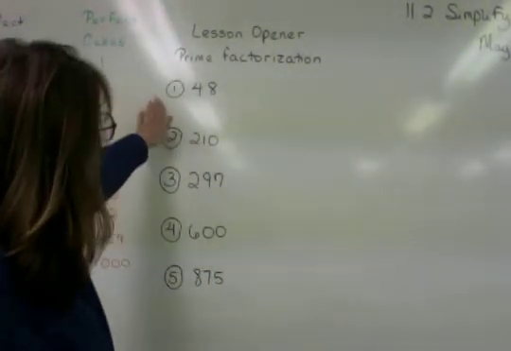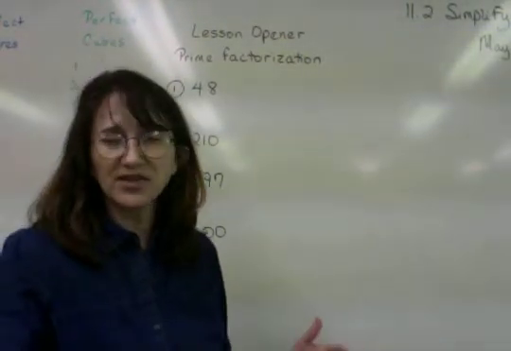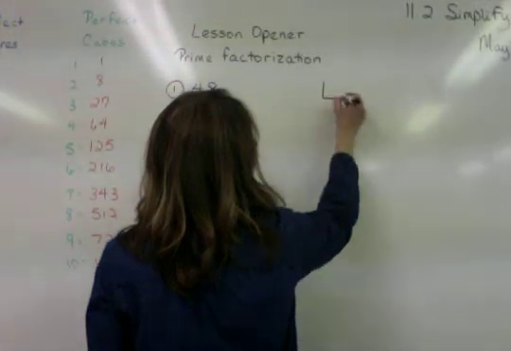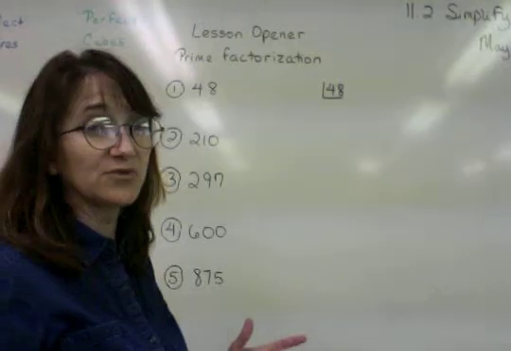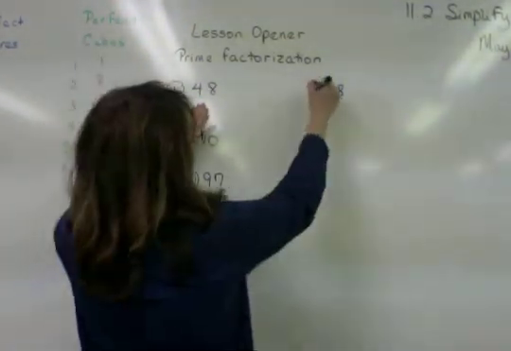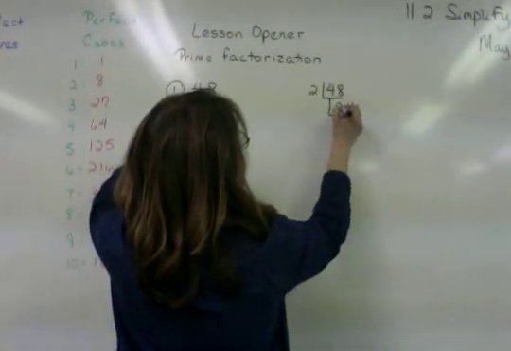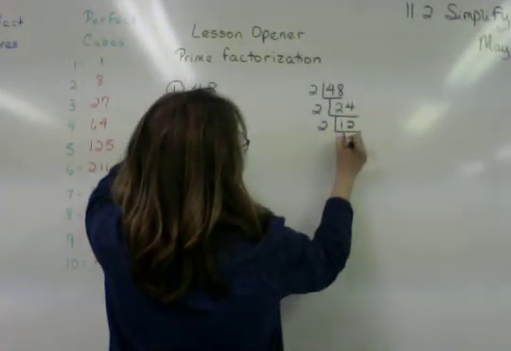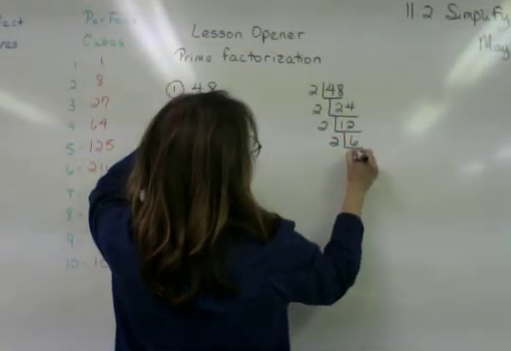So let's look, what would be the prime factorization of 48? You can use the tree method, but to me it's just kind of babyfied. I would rather start trying to figure out my prime factors, and that requires the ladder. 48 is an even number, so I'm going to divide that by 2, and I get 24. Divide that by 2, and I get 12. Divide that by 2, and I get 6. Divide that by 2, and I get 3.